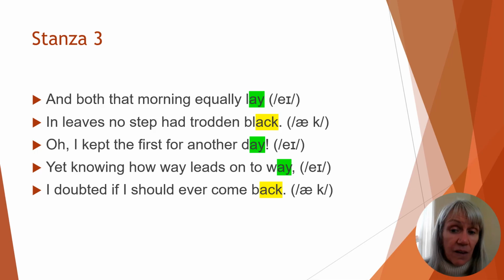Then in the second line, in our yellow highlighted portion of that word, we have ack as in black. And then on our final line in yellow, we have back. So black and back both have the ack rhyme, and they rhyme, right? So you're seeing how the words are starting to rhyme.